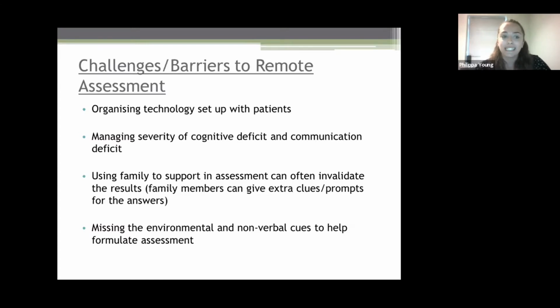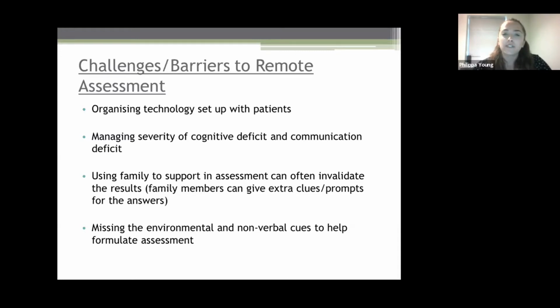Often when completing cognitive assessment, and this happens even in person, if carers are involved, they can give certain cues and prompts to the patient to help them be successful. And over video call, this can be more prevalent. So it's been important to explain the full process and purpose of cognitive assessment to carers, and if they're supporting, to give them a direct script to read from.